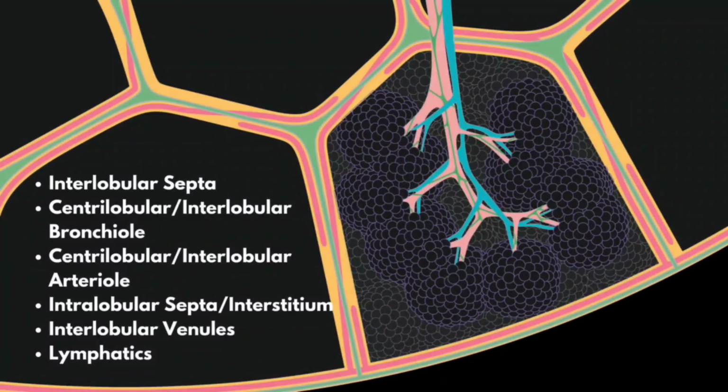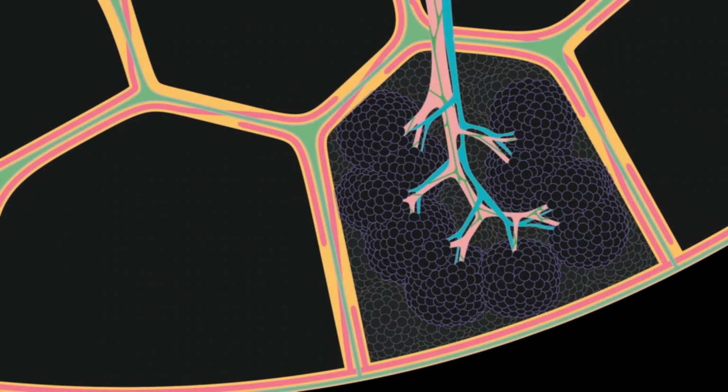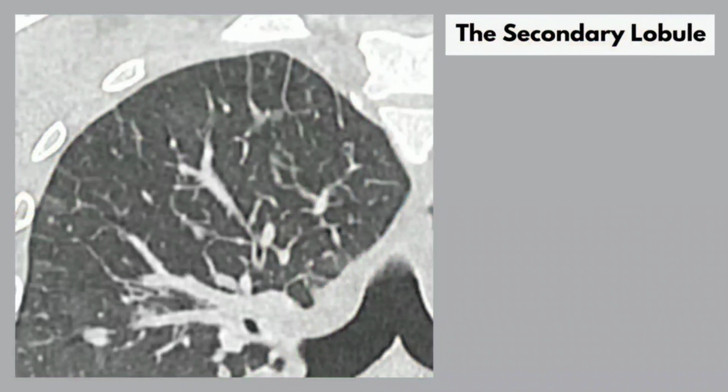Next, we will review each of these structures in more detail to help us understand the secondary lobule itself. Let's look at a chest CT from a patient with pulmonary edema. The interlobular septa are not visible in normal lungs. However, in this example, edema of the interlobular interstitium and/or congestion of the interlobular venules has thickened the interlobular septa and made some secondary lobules visible.